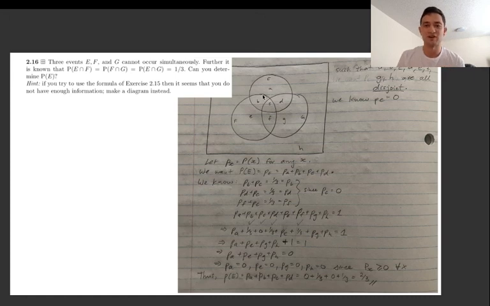Drawing the diagram. So I started off by just drawing the diagram, having some let statements that will simplify notation, and it'll make it a lot easier when you're trying to read over the work that you're doing.